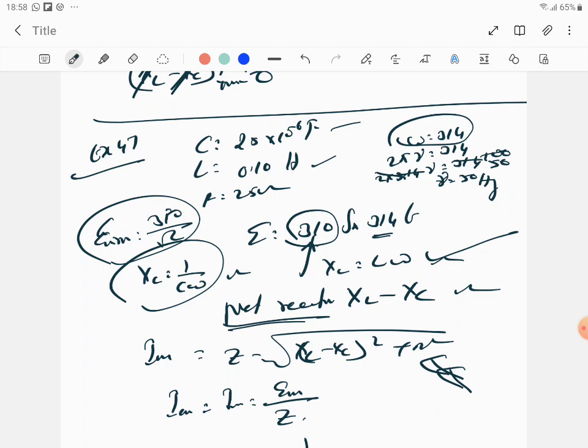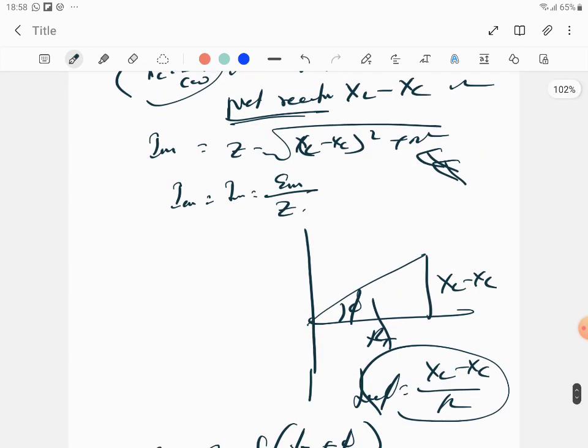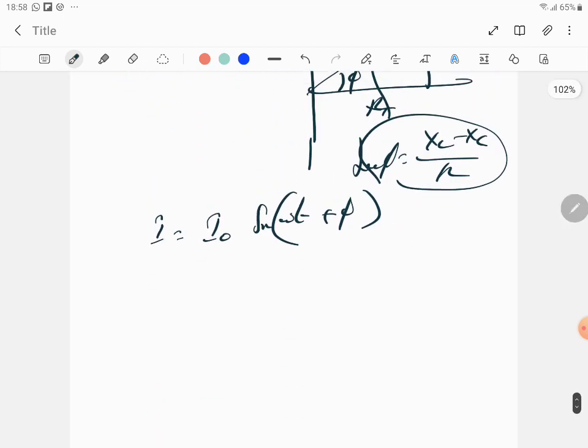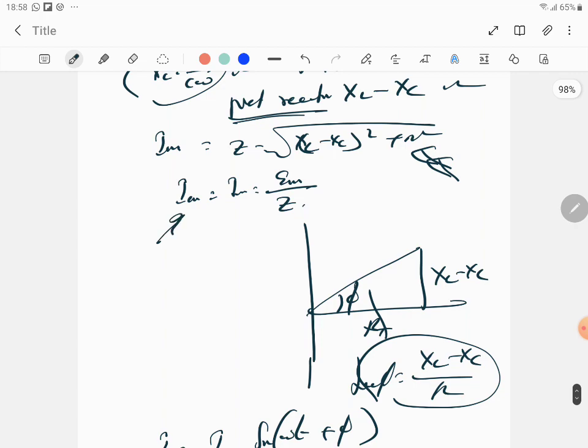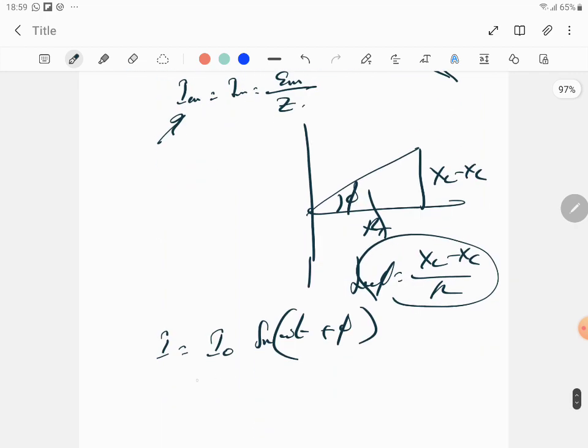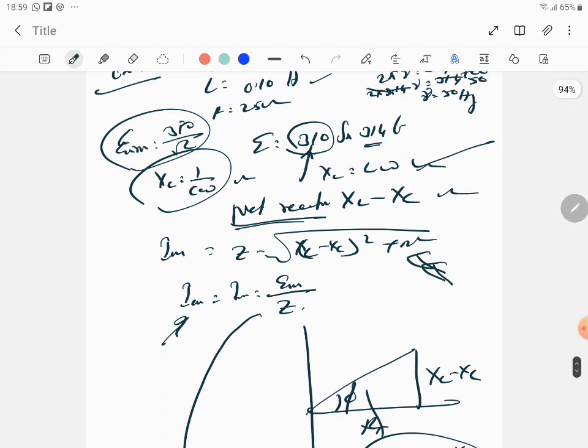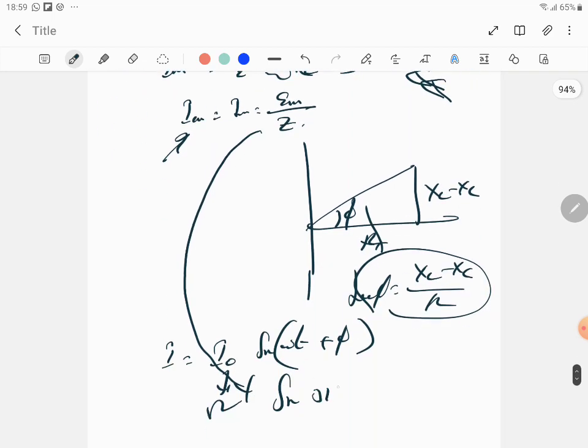Instantaneous value, that's all. So you can write what is I naught. Did you get IRMS? Root 2 times IRMS will be I naught. Root 2 times this value, into sine omega t. Omega is 314, so 314 t plus whatever phi value that you get. That's the concept. I hope you can see it and understand whatever I've done.